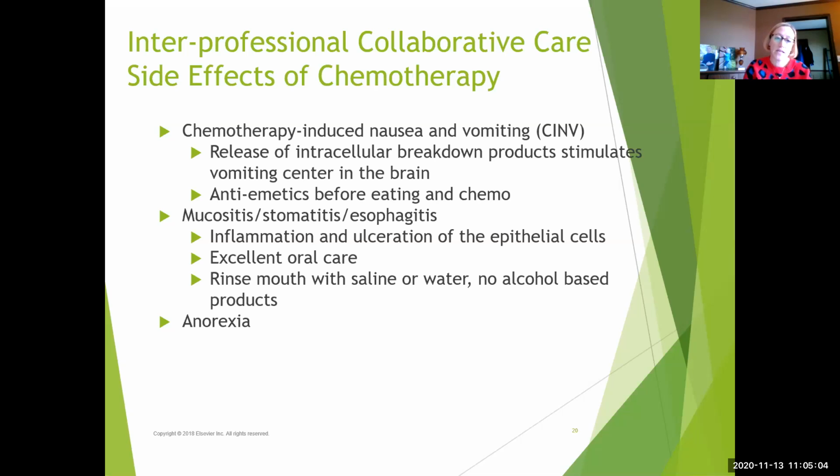And then mucositis, stomatitis, and esophagitis are all potential side effects as well, where they get ulcerations in their mouth, throat, and esophagus, which of course inhibits them from wanting to eat also. So make sure they're getting good oral care and you're watching those sores to be sure they're not becoming infected. They should only rinse with saline or water, and should not use any alcohol-based products, because that can really irritate those already open and inflamed areas.